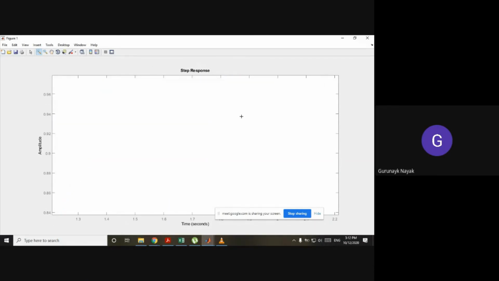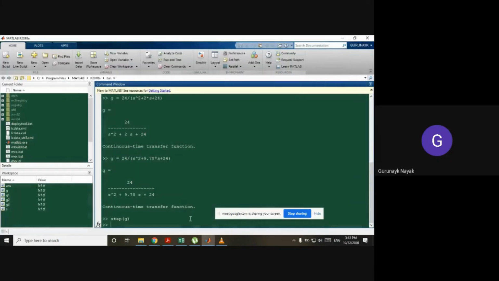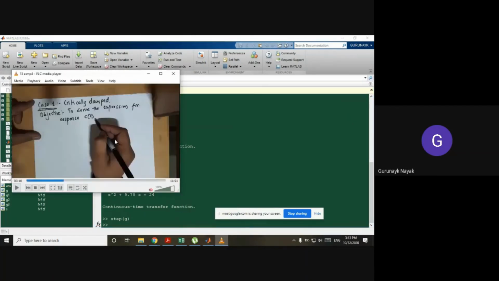I'll answer it if you can hold. What's your name? Meenakshi, sir. Meenakshi, I will answer your query and Abhijit's query, that though we have complex conjugate, why are we not getting oscillations in the graph? Yes, sir. Ultimately we are moving towards that only, indirectly.